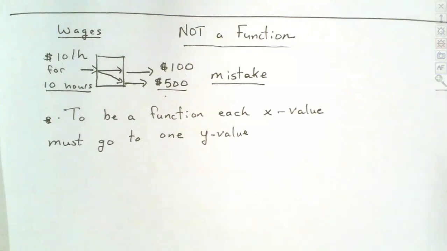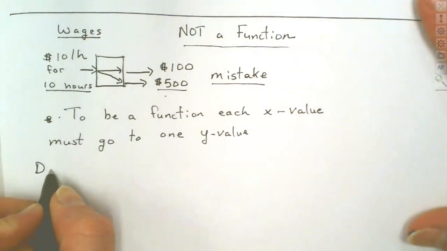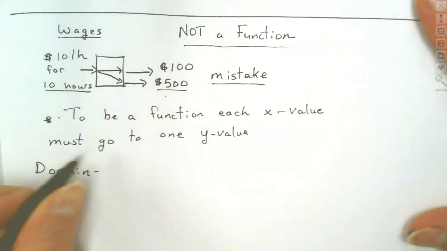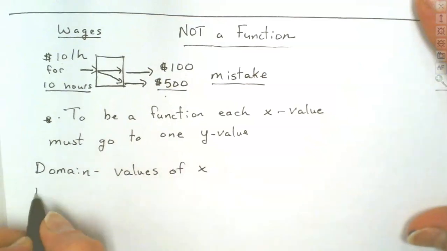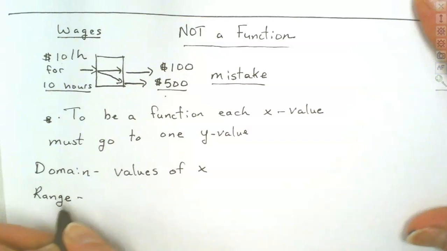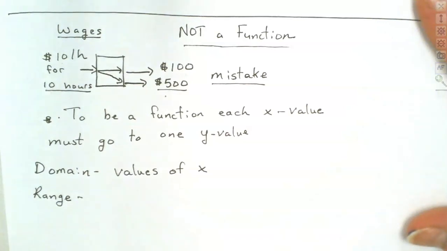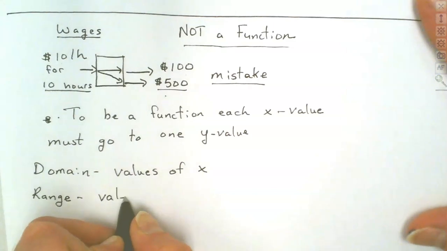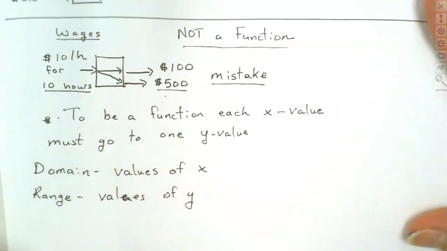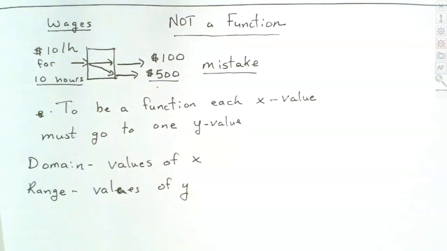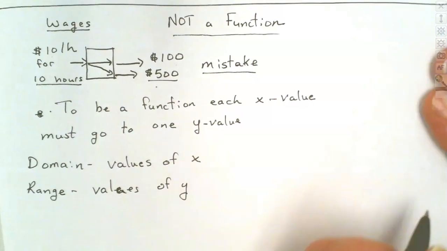And we're also going to talk about the domain and the range. Now the domain is going to be our values of x. And the range, some textbooks call this the target. Ours calls it the range, so we use the range. The range or the target are the values of y. So the values of x are your domain. The values of y are your range. So we talked about what's a function, what's not a function. We've also talked about the domain and the range.